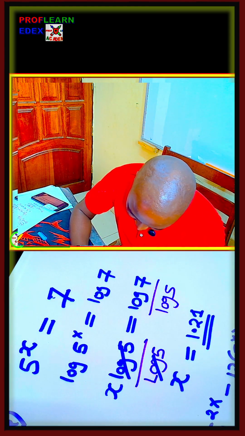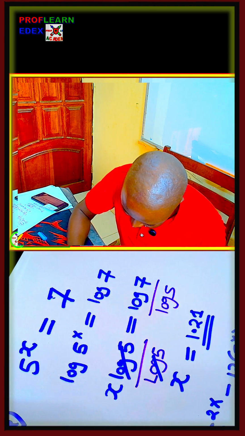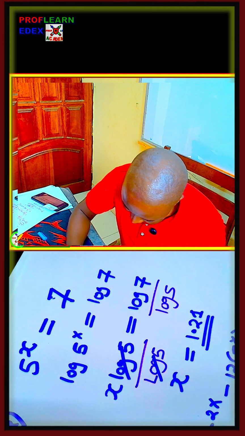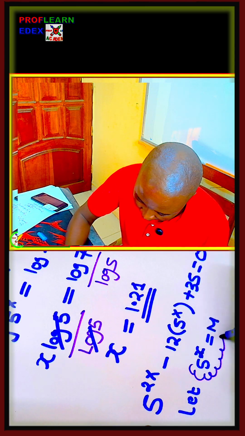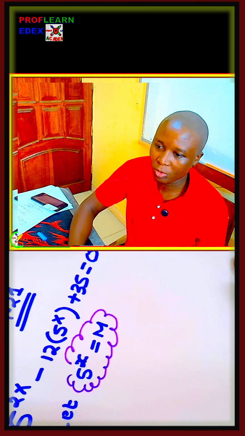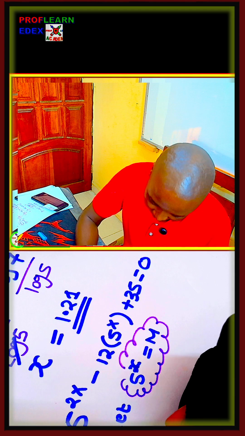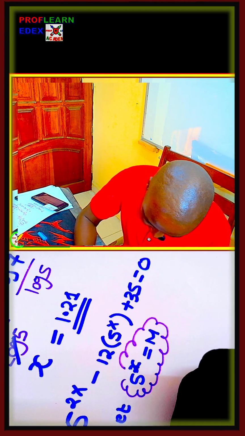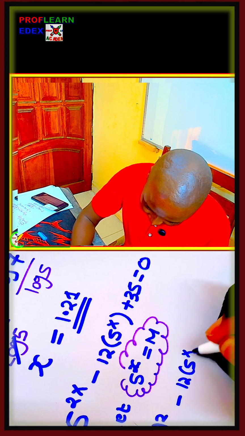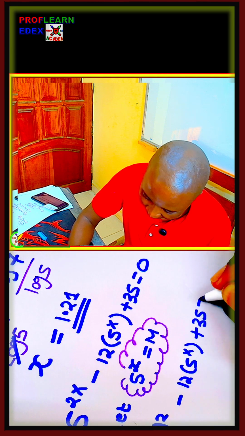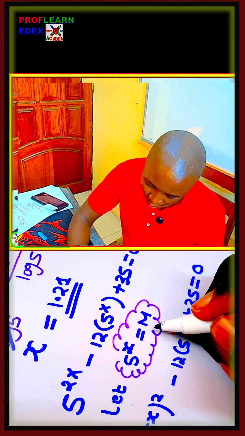Now, in order to work out this question, we're going to let 5 raised to power x be equal to a letter m, because we cannot work out this equation the way it is. This equation can be written as 5 raised to power x, all squared, minus 12 into 5 raised to power x plus 35 equals 0.